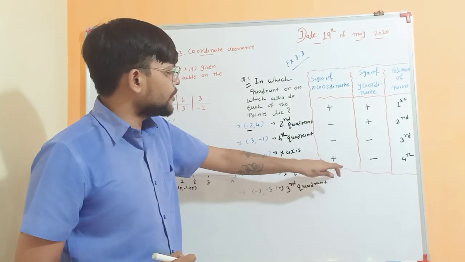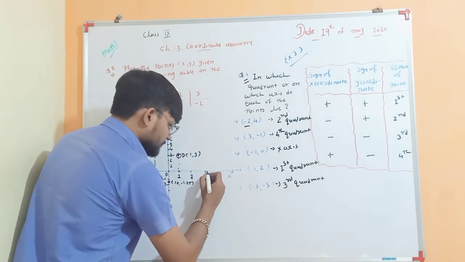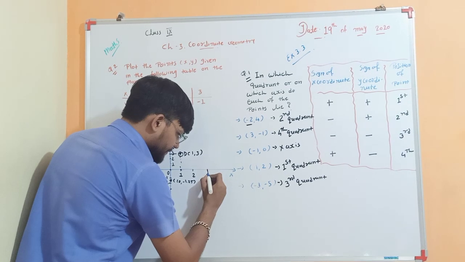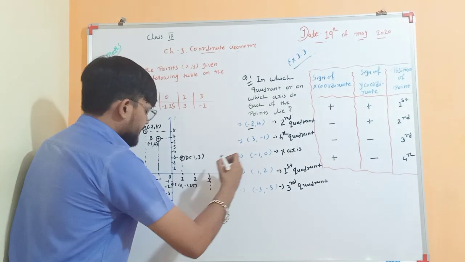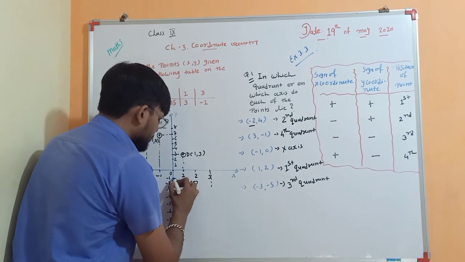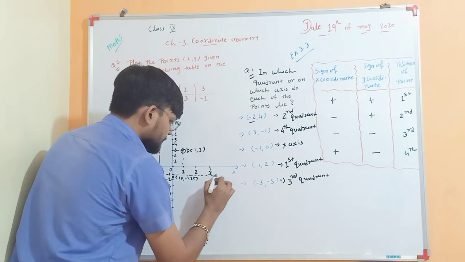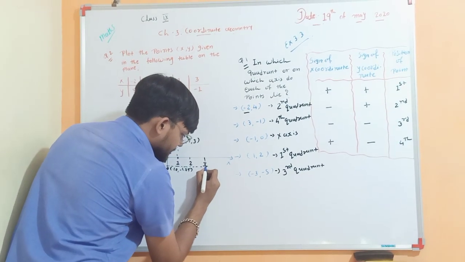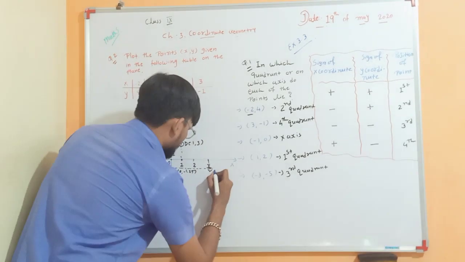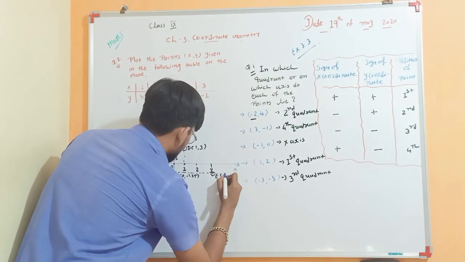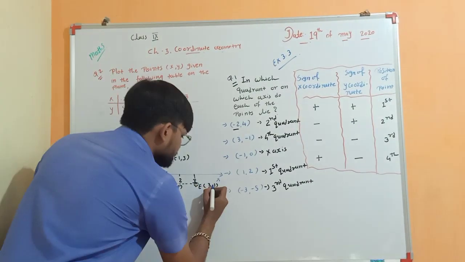That means x positive, y negative lies in the fourth quadrant. So for that, first of all, draw a perpendicular line from +3 on the x-axis, and again draw a perpendicular line from -1 on the y-axis, and both lines intersect each other at this point, right? So point E has the x coordinate 3 and y coordinate -1.